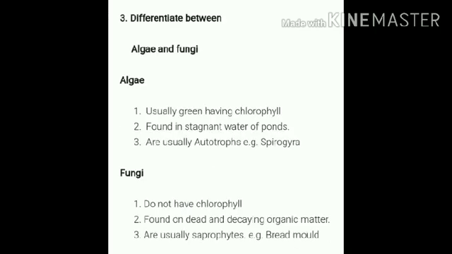Third question is differentiate between the following. Number 1. Algae and fungi. Algae are green colored containing chlorophyll, whereas fungi do not contain chlorophyll. Second point, algae are found in stagnant water of ponds, whereas fungi are found on dead and decaying organic matter. Algae are usually autotrophs, for example Spirogyra, whereas fungi are usually saprophytes, for example bread mold.